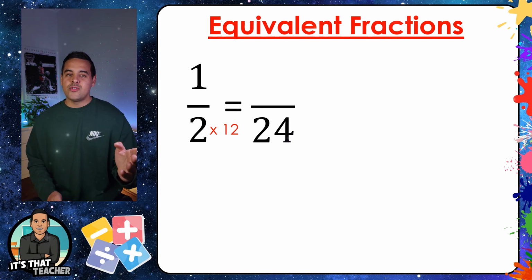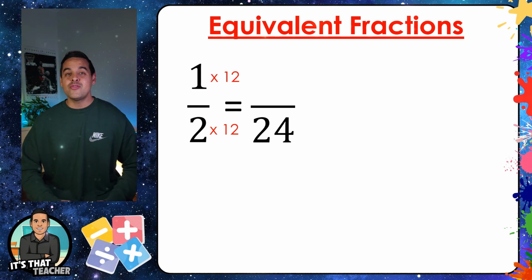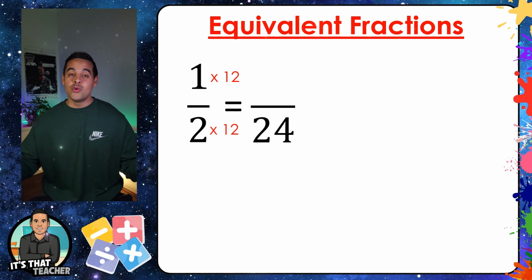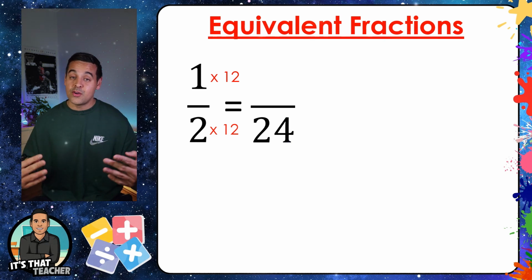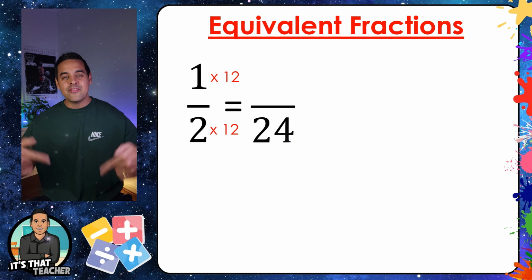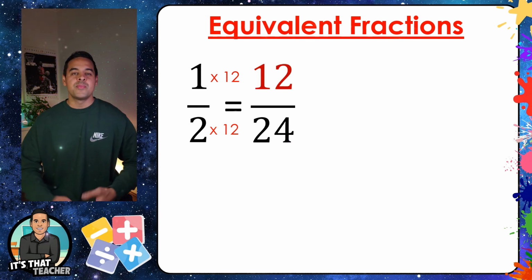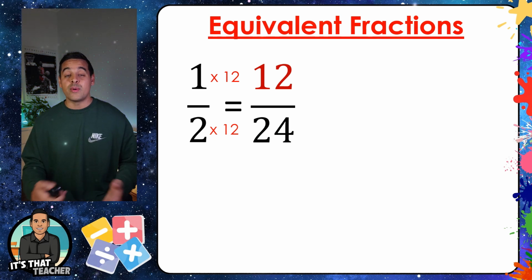Now, as you know, whatever we do to the denominator, we have to do to the numerator. I'm going to be saying that a few times this lesson. It might be a little bit irritating, but I really want to stress the importance of knowing the golden rule of equivalent fractions, which is whatever you do to the denominator, you have to do to the numerator, or vice versa. Whatever you do to the numerator, you have to do the same thing to the denominator. So 1 times 12 is 12. So 1/2 is equivalent to 12 over 24.